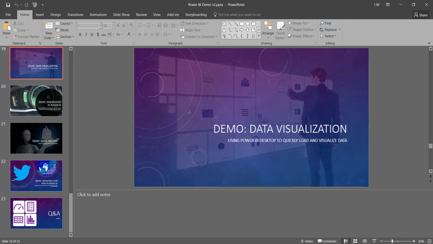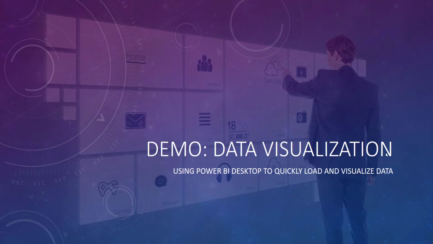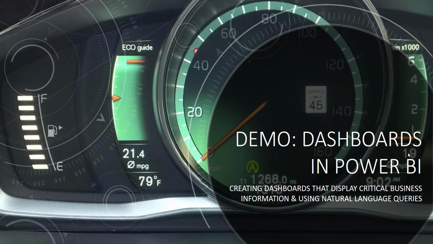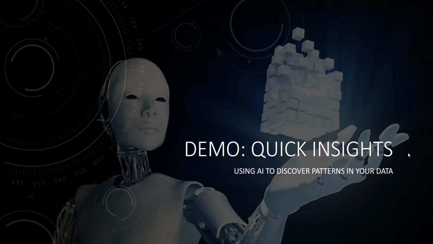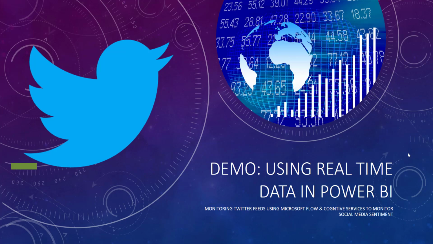So now if we go back to the slides real quick, we went over using the Power BI desktop to load and visualize some data, a little bit about dashboards, and showed how to use those quick insights to use the machine learning within Power BI to discover patterns within our data. In our next demo, I'm going to show you how to use Power BI to monitor real-time data. I'm going to use Twitter to get the data, run that through Cognitive Services to get the sentiment analysis, and we'll view all of that within Power BI.